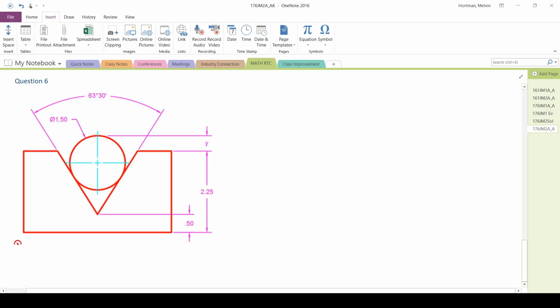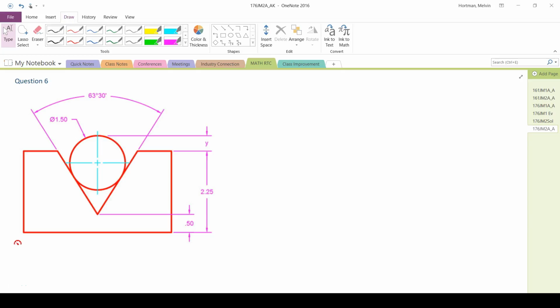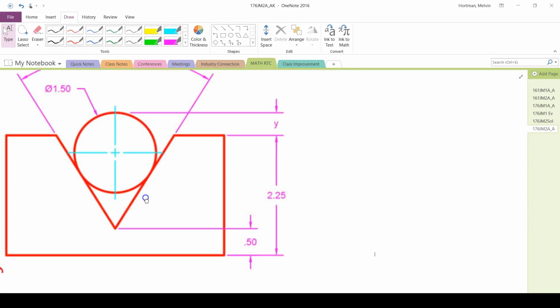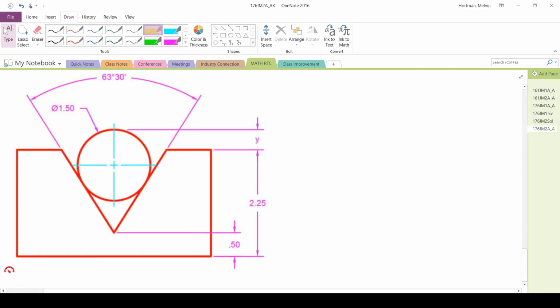Now the hardest part about question 6 is trying to figure out where the triangle is that we need. So let's think about it. We're trying to find y here, right? We're trying to find y. We have a bunch of vertical dimensions, 2.25 and 0.50.